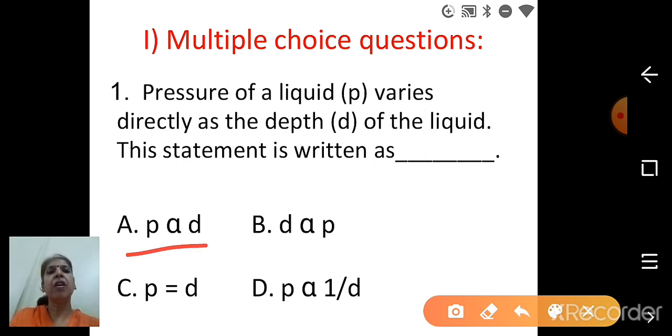And keep in mind, not the B option, because the first letter used is P. So we have to use P varies directly as D, option A. You have to see all the options and click the correct one. Option A: P varies directly as D. B is D varies as P, so there is a difference between A and B. C is P equal to D. And D is P varies inversely as D. So this is inverse. You have to see all the options and mark the correct one.